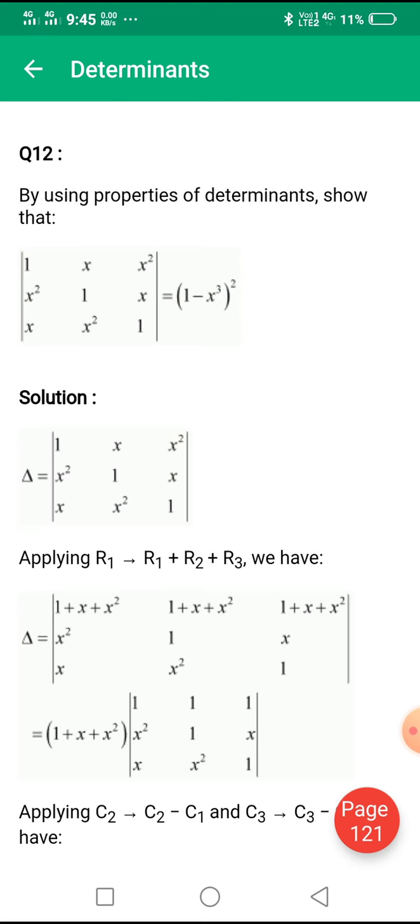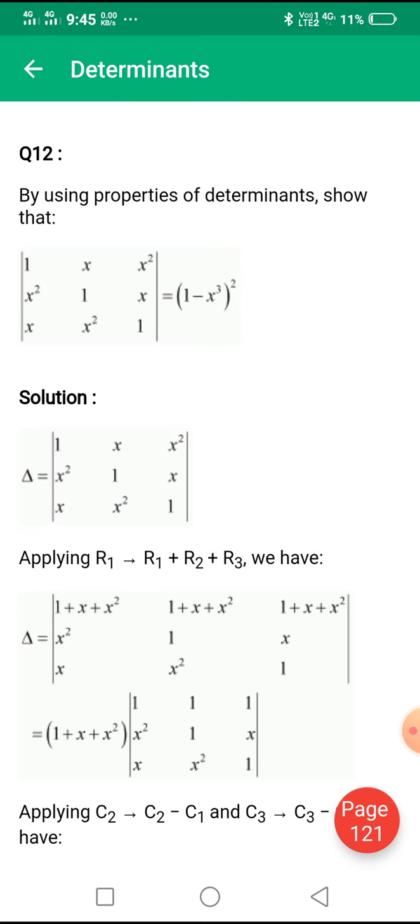As you can read, question number 12 says that the value of the left hand side should be equal to (1 minus x cube) whole square. So, here we will start with the left hand side. The given determinant on the left hand side is 1 x x square, 1 x x square, 1, right?